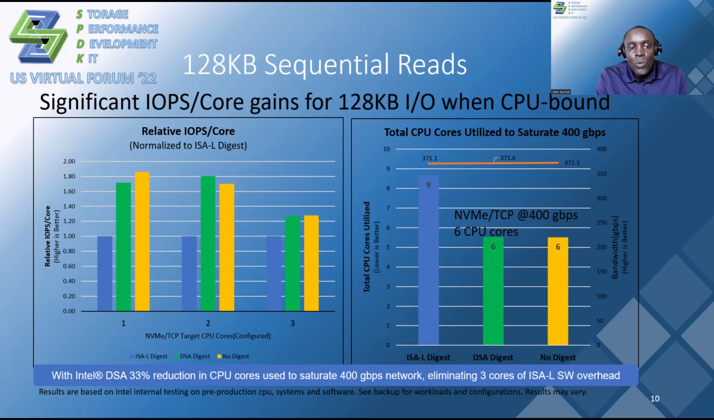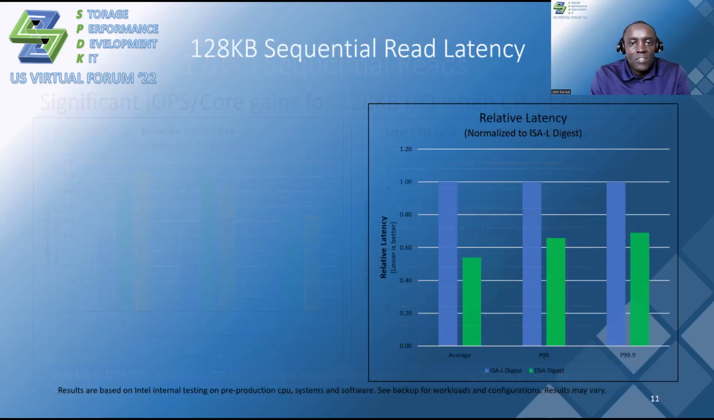And that's because offloading that CRC32 digest computation to DSA eliminates those 3 cores of ISA-L software overhead and reduces the total number of CPU cores required to saturate the 400 gig network by 33%.